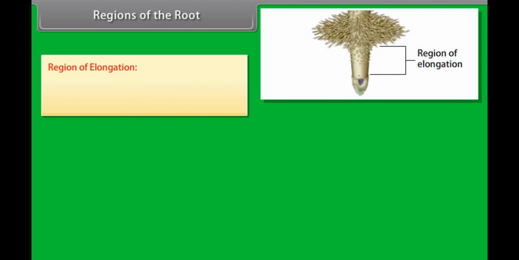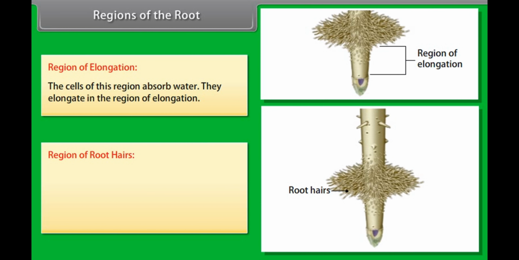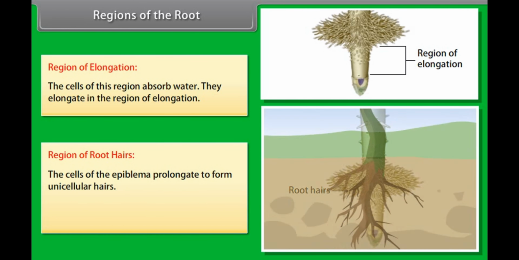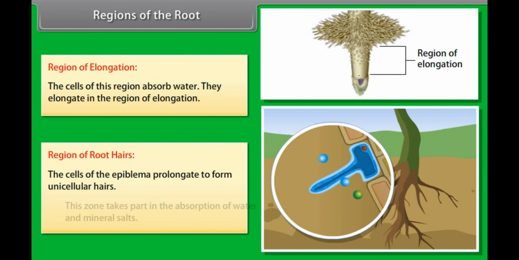Region of elongation. The cells of this region absorb water. They elongate in the region of elongation. Region of root hairs. The cells of the epiblemma prolongate to form unicellular hairs. This zone takes part in the absorption of water and mineral salt.